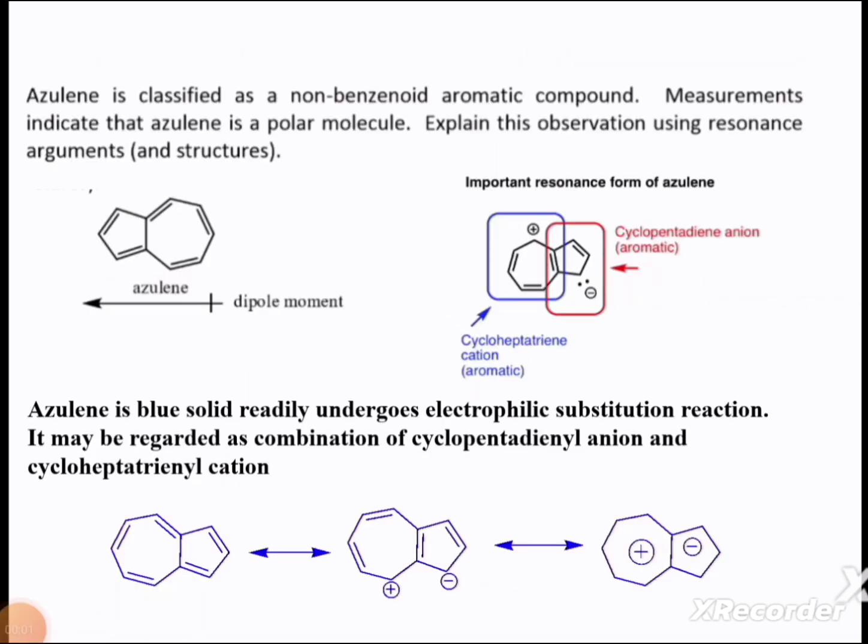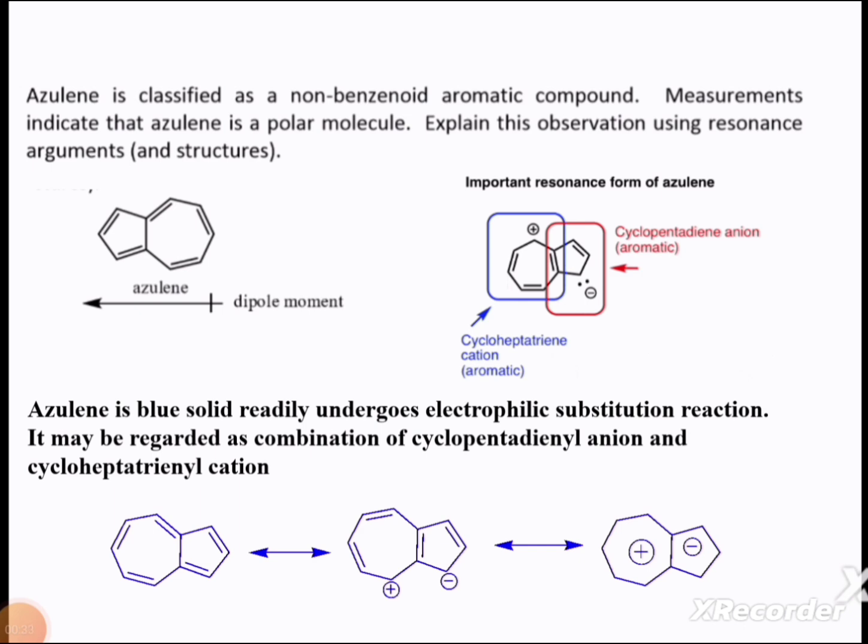Azulene is a special type of non-benzenoid aromatic compound. It is a fused ring of a 7-membered and a 5-membered ring. If you ionize azulene, it will convert into a cyclopentadienyl anion and a cycloheptatrienyl cation. As both are aromatic in nature, the azulene compound will be aromatic in nature.